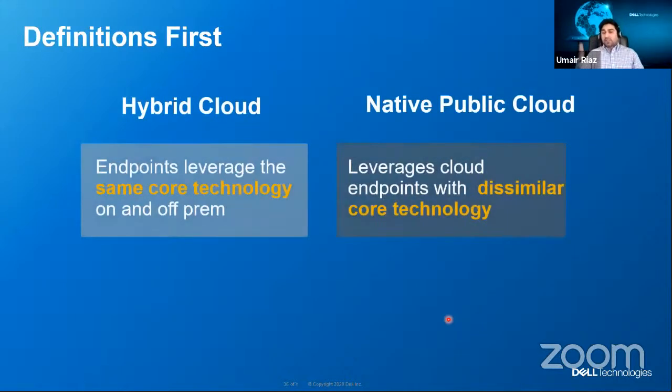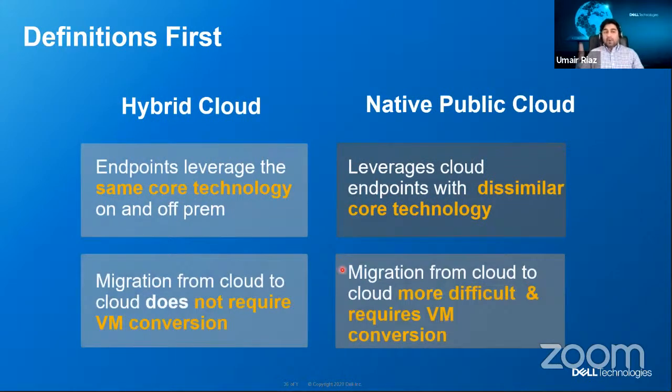So it's important that we understand the technology. Hybrid cloud means that the public cloud and on-premise cloud are using the same core technology, the same virtualization technology. That means when you move workload from on-prem to off-prem, it does not require any conversion. When you have a native cloud, that means that the core technology is different. So Azure core technology uses Hyper-V, whereas AWS uses KVM. So if you move workload from one cloud to another, it requires a VM conversion.